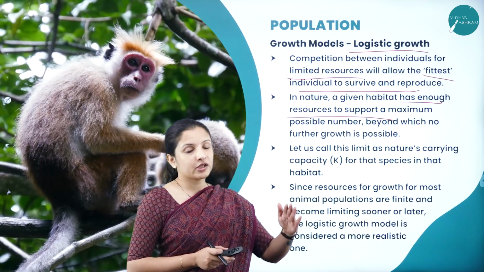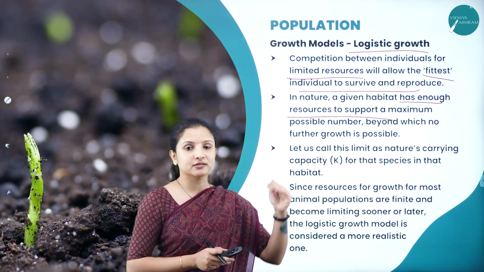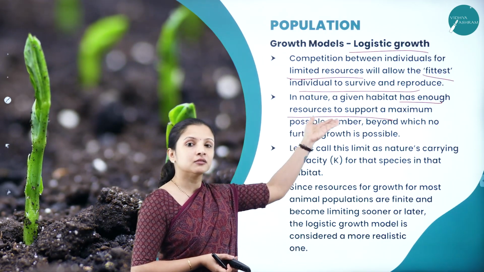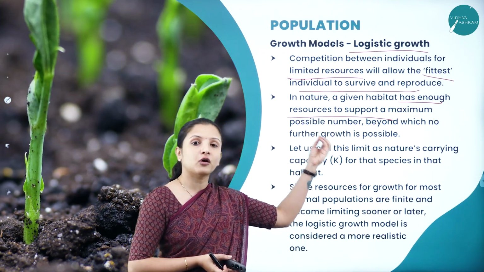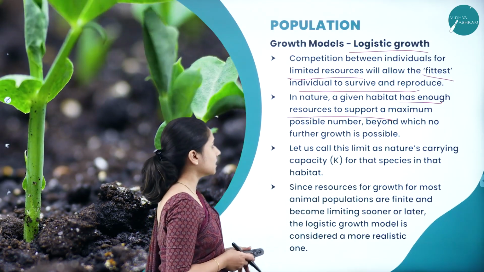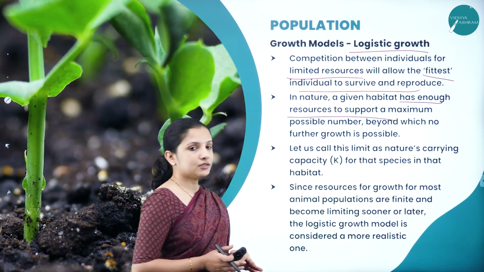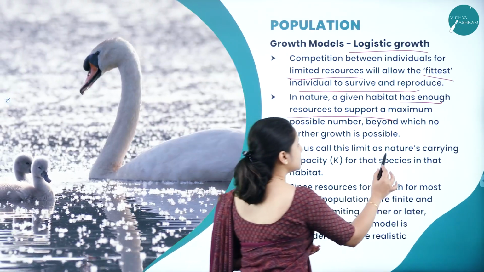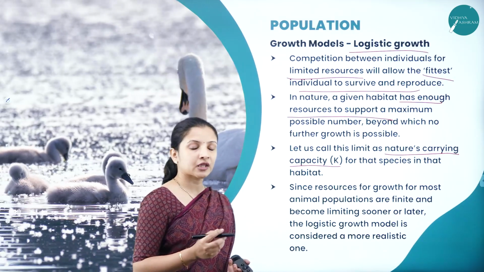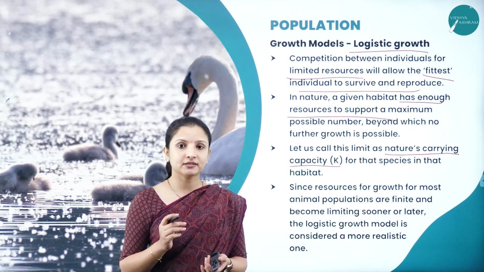It is not that the population is continuously growing like this. There are ups and downs in the population. So the logic behind this is competition for space, for resources, for everything. That is the reason. So here, let us call this limit nature's carrying capacity, and it is depicted by K. So what is nature's carrying capacity?